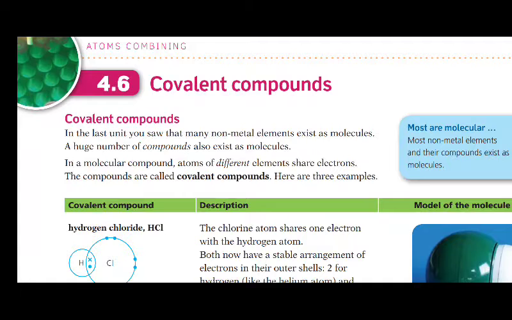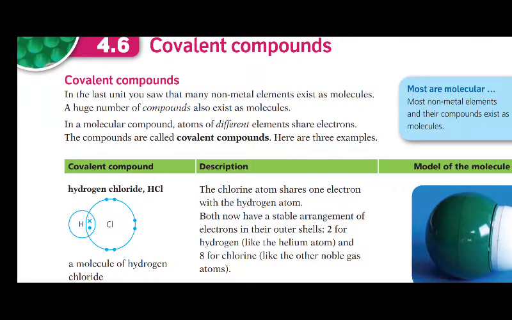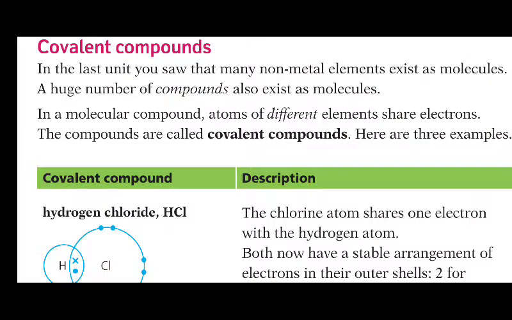It says a huge number of compounds also exist as molecules. Now, remember we said molecules. A molecule is whereby two or more non-metal atoms have joined through sharing electrons. Now they say in a molecular compound, atoms of different elements share electrons. We do know that if it's all about sharing electrons, it means this happens between two nonmetals. When it's a metal and a nonmetal, then it simply means transfer of electrons.